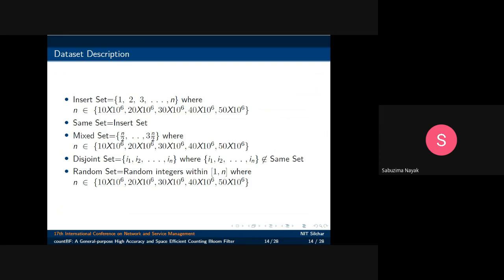Same set is equal to insert set, that means the integers that are inserted into CountBF are given as values. Mixed set has half of the integers that are present in same set and half of the integers that are absent in same set. Disjoint set has integers which are absent from same set. Random set are random integers within the range of 1 to n.